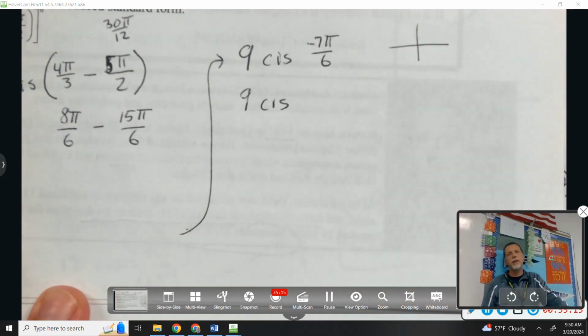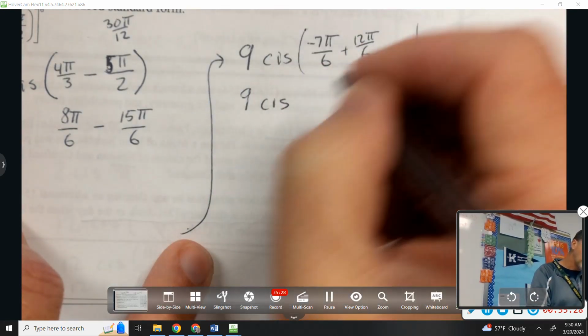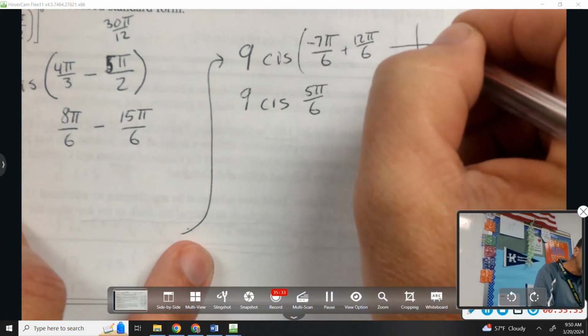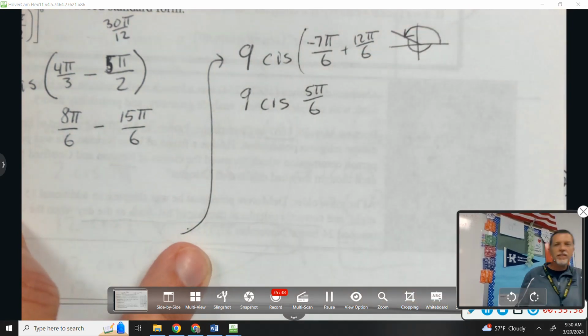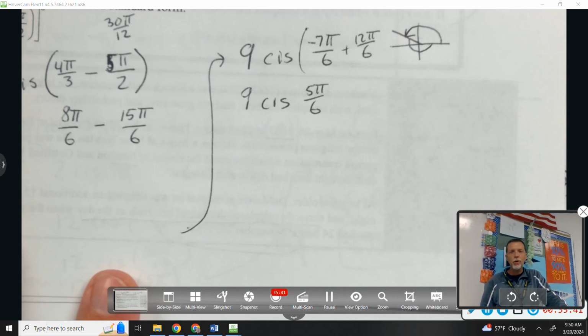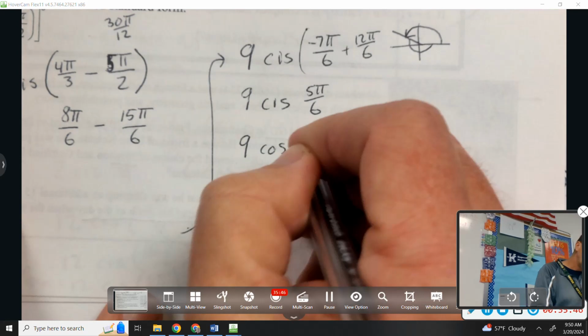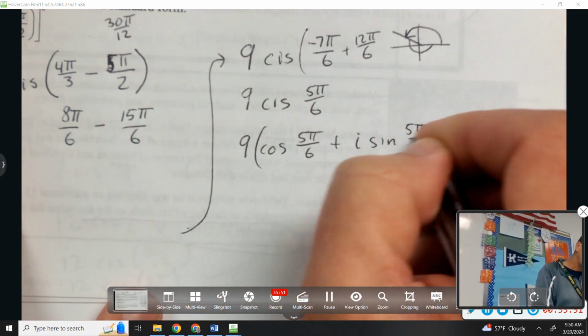Maybe you leave negative 7π/6 if you know where that is. So you're shaking your head like, nope, not doing that. So if you don't know where negative 7π/6 is, what do you do to find a coterminal angle? Add 2π, which would be 5π/6. And again, if you can visualize where negative 7π/6 is, great. If you want to add 2π and get 5π/6, also fine. You're at the same spot, coterminal. So 9 cosine 5π/6 plus i sine 5π/6.